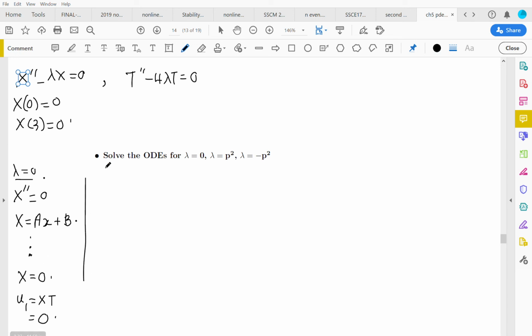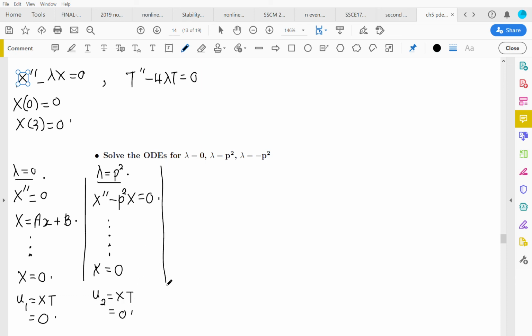Okay, for lambda equal to positive p square, we have x double prime minus p square x equals 0. Again, this is actually the same as we saw in the previous examples. After we solve the second order ODE and use the boundary conditions, you will get the solution x equal to 0. So for the second case also, u equal to xt becomes 0.